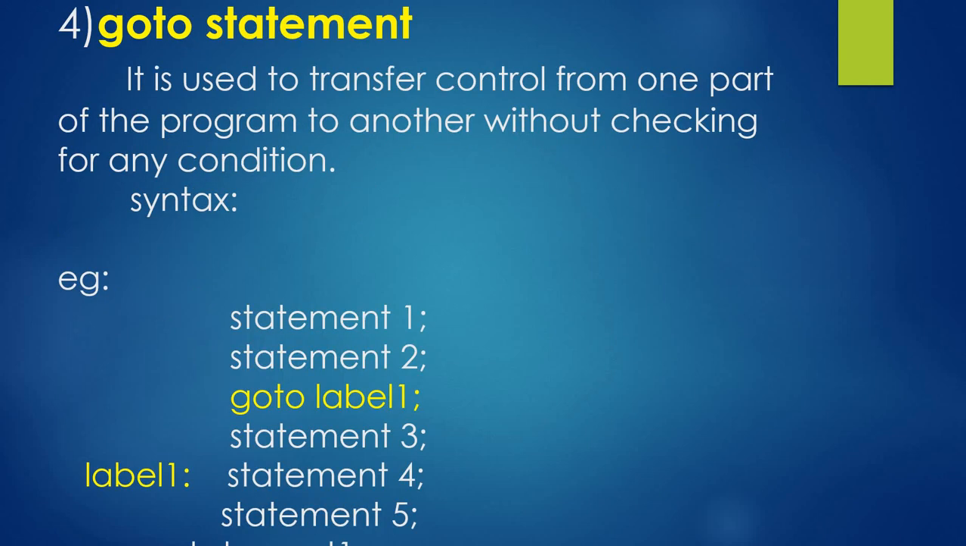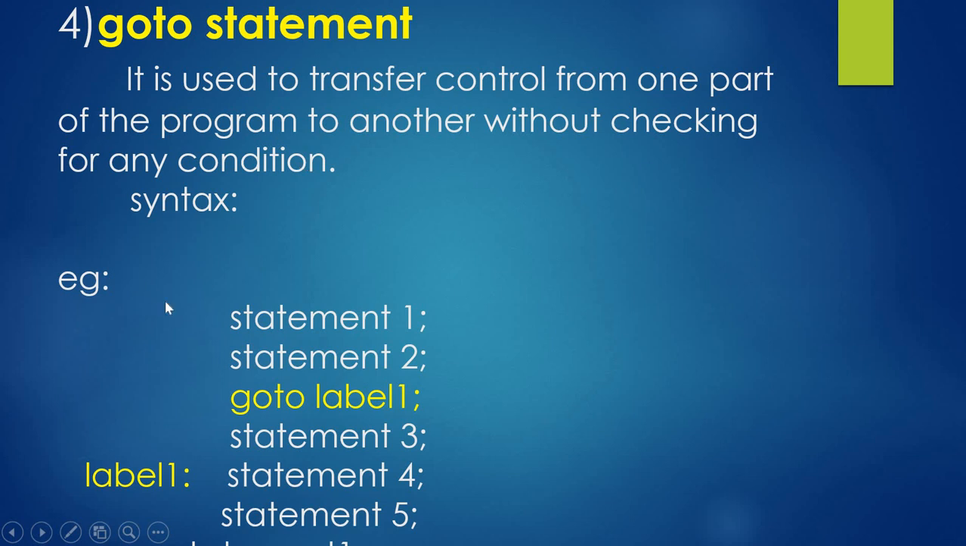Next one, the fourth one, the goto statement. It is not that familiar in C++. Normally we do not use the goto statement in programs. It is not a good practice. But there is a goto statement. It is used to transfer control from one part of the program to another without checking any condition.